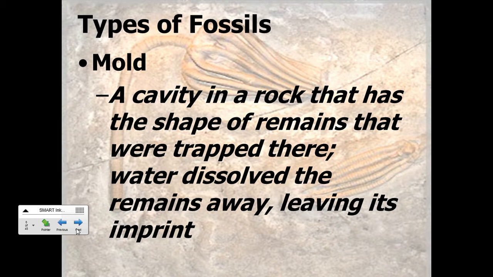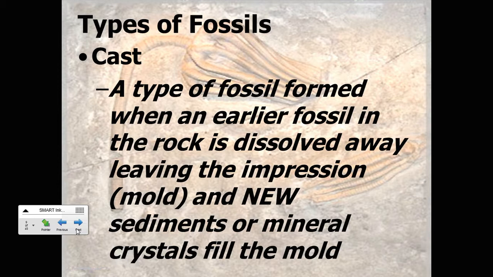And the different types of fossils are a mold, which is a cavity in a rock that has the shape of remains that were trapped there. Water dissolved away the remains, leaving the imprint of the original thing. A cast is a type of fossil formed when an earlier fossil in the rock is dissolved away, leaving the impression, and new sediments or mineral crystals fill the mold.